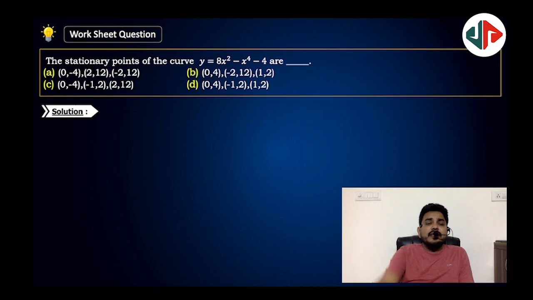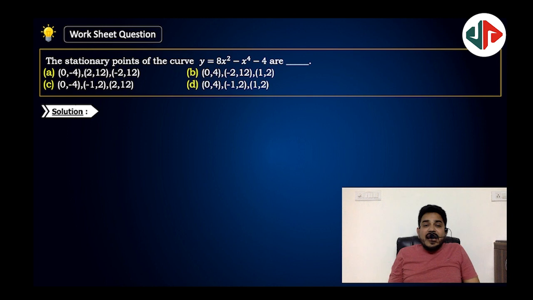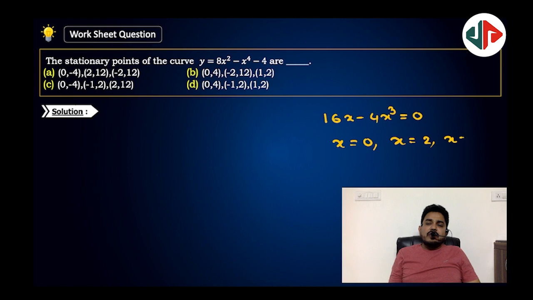Next question is, what is the stationary point? Stationary point means f dash of x must be equal to 0. What is that f dash of x? 16x minus 4x cubed should be equal to 0. So x is equal to 0 or x is equal to 2 or x is equal to minus 2. At x is equal to 0, y is equal to minus 4.